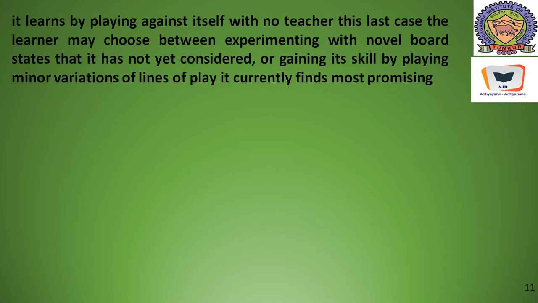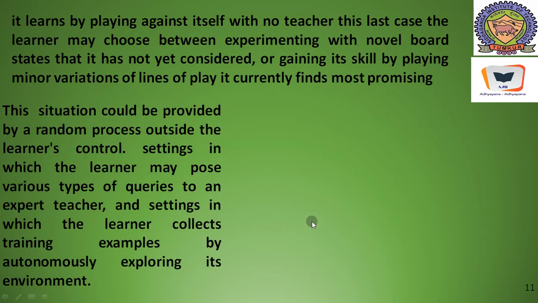It learns by playing against itself as far as this case is concerned, because there is no direct tutor. Of course, this checkers game will fall under indirect experience, because the machine which has learned checkers has learned by playing against itself with no teacher. In this last case, the learner may choose between experimenting with novel board states it has not yet considered, or gaining its skill by playing minor variations of lines of play it currently finds most promising. This situation could be provided by a random process.